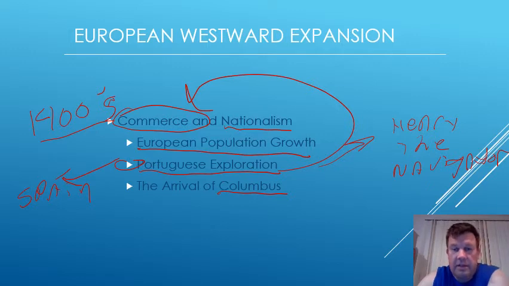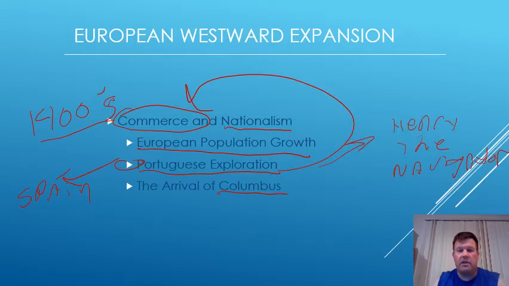Ironically for Columbus, he makes 4 voyages to the New World, or to the West Indies, as they're called, ultimately at great personal cost financially and otherwise, and he dies a very poor man in the early 1500s. So it's kind of a sad end to a person that's certainly a very significant historical figure.